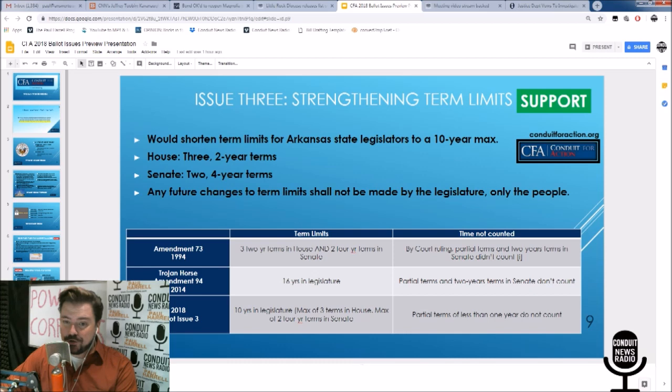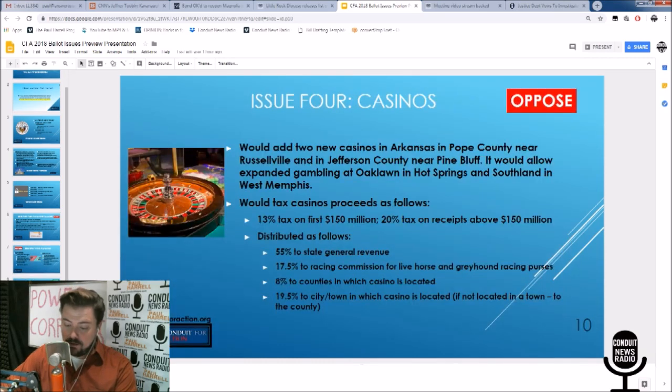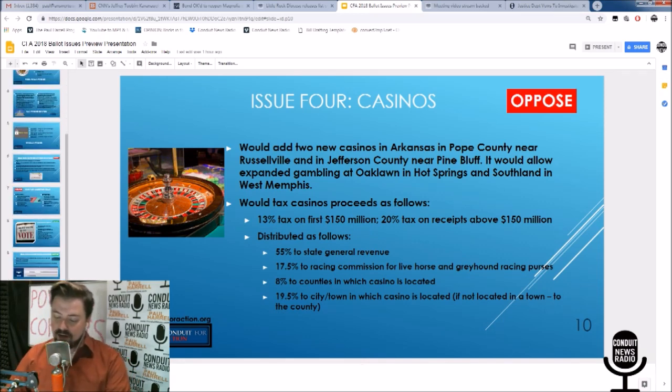Okay, so after you make your decision on Issue 3, then you're going to go down to Issue number 4. We're going to power through here. Issue number 4 would be casinos. This is also tied up in court, but it would add 2 new casinos in Arkansas, in Pope County near Russellville, and in Jefferson County near Pine Bluff. It would allow expanded gambling at Oaklawn in Hot Springs and Southland in West Memphis.